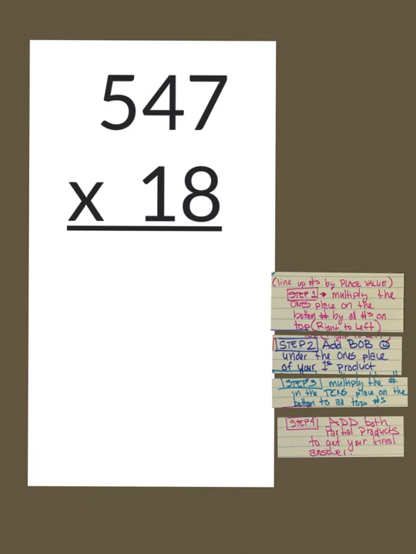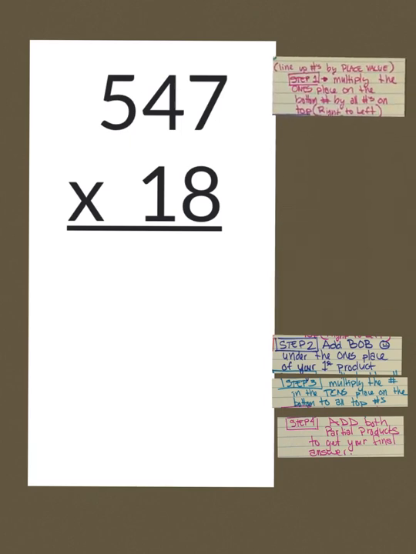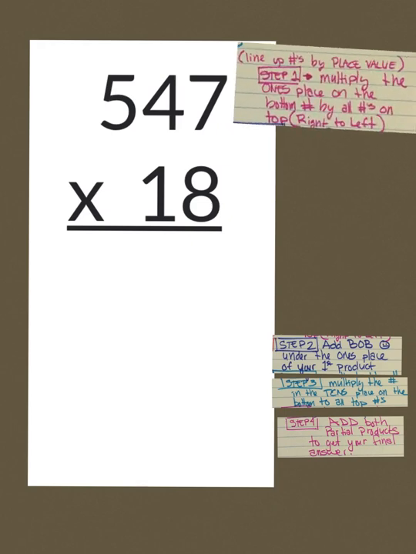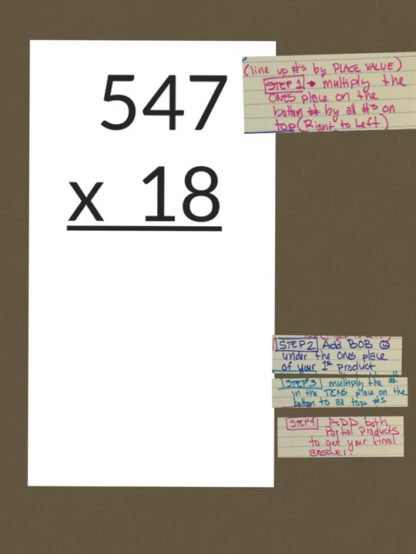So step one, which is here, it says, zoom in a little bit, line up the numbers by place value, which they are. This is the ones. These are the ones place, so we're lined up by the ones. That's good. And then it says, multiply the ones place on the bottom number by all the numbers on top. So this is the ones place on the bottom number, and I'm going to multiply by all the numbers on the top. And it says right to left, so I'm starting over here with the 7, and I'm going all the way across to the 5.